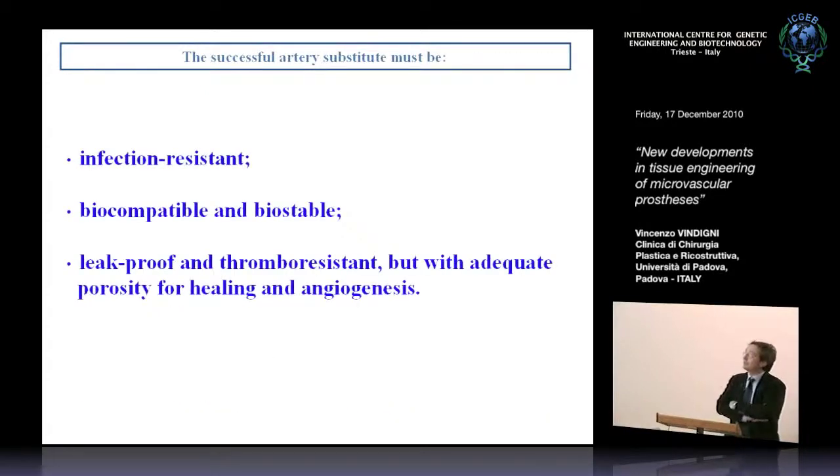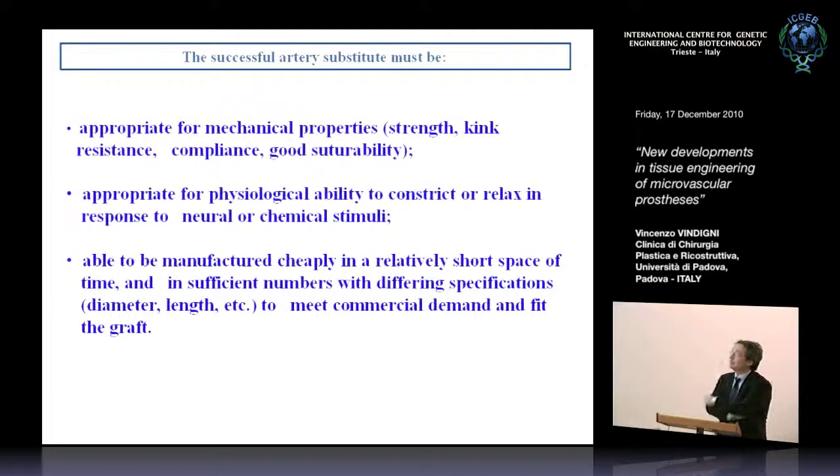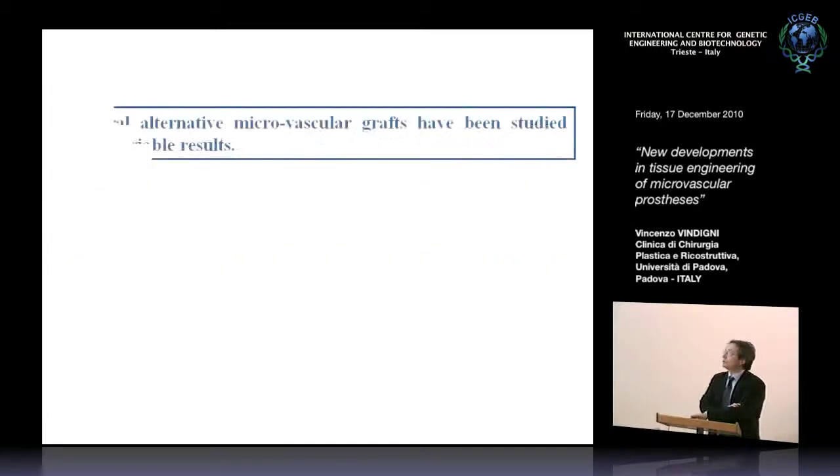Then, moreover, a successful artery prosthesis must be infection resistant, biocompatible and biostable, and leak proof and thromboresistant. Other requirements are appropriate mechanical properties, appropriate physiological ability to constrict or relax in response to neural or chemical stimuli, and it must be manufactured in a relatively short space of time and cheaply. So what can we do?